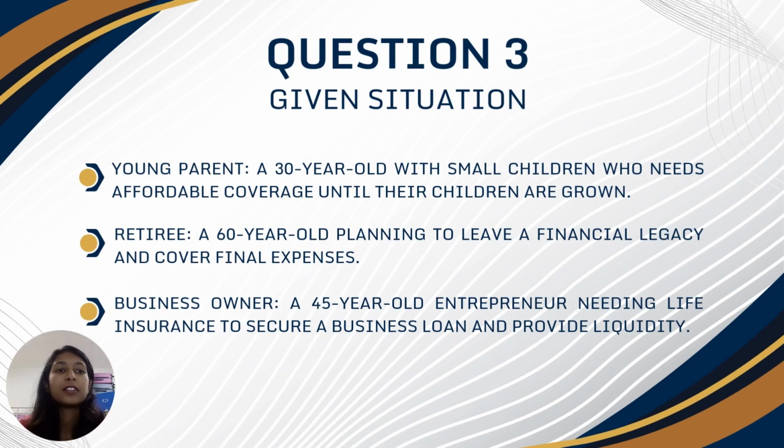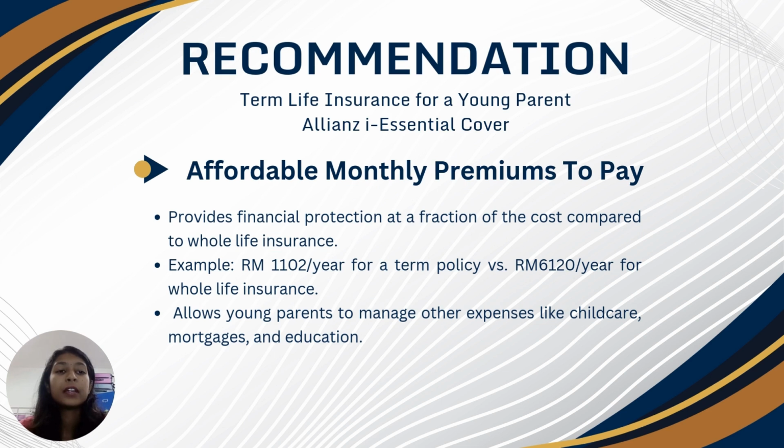For question 3, there are 3 situations given. From the given situation, we choose the individual to recommend whether whole life or term life insurance is suitable for them. We recommend Alliance Essential Cover, which is a term life insurance, for the young parent. There are several reasons for choosing term life insurance for them.